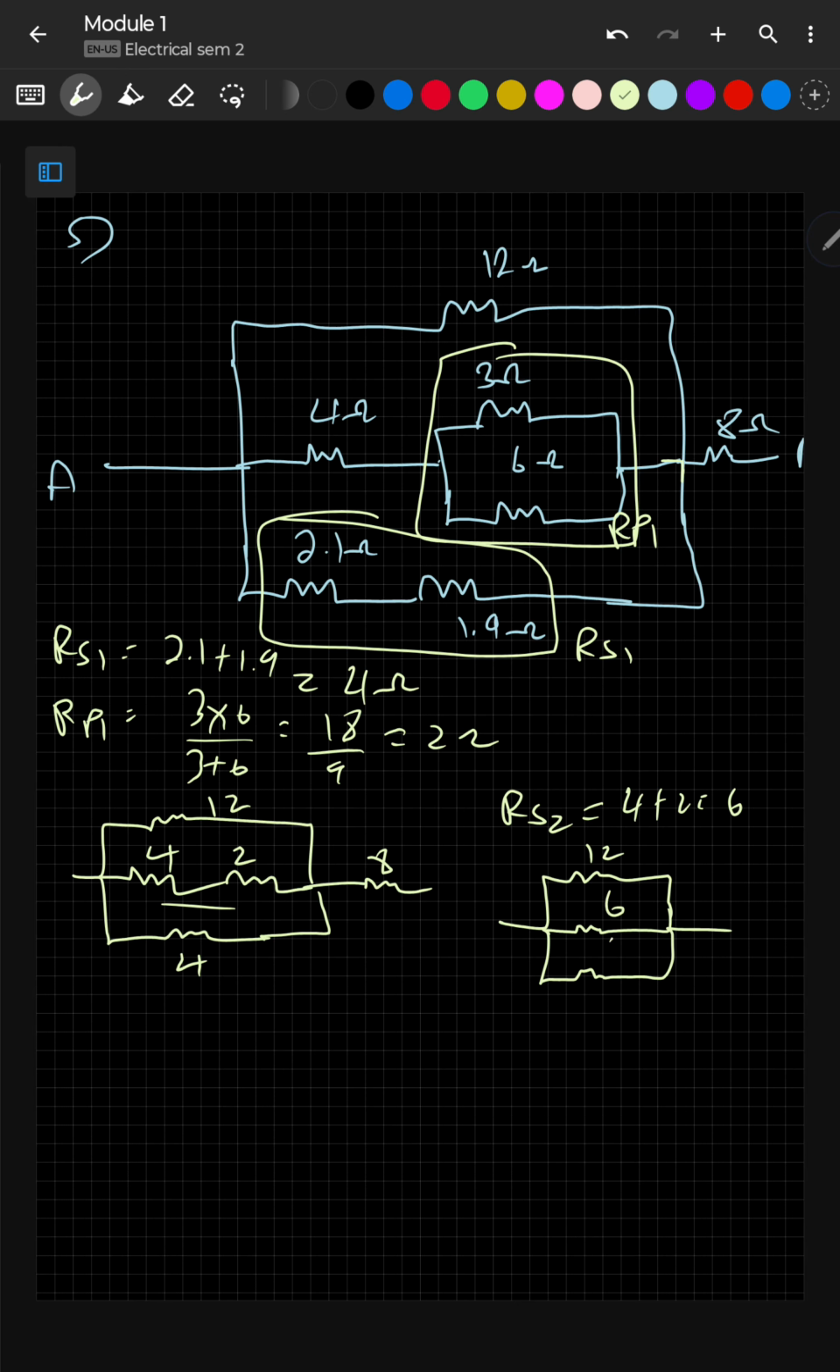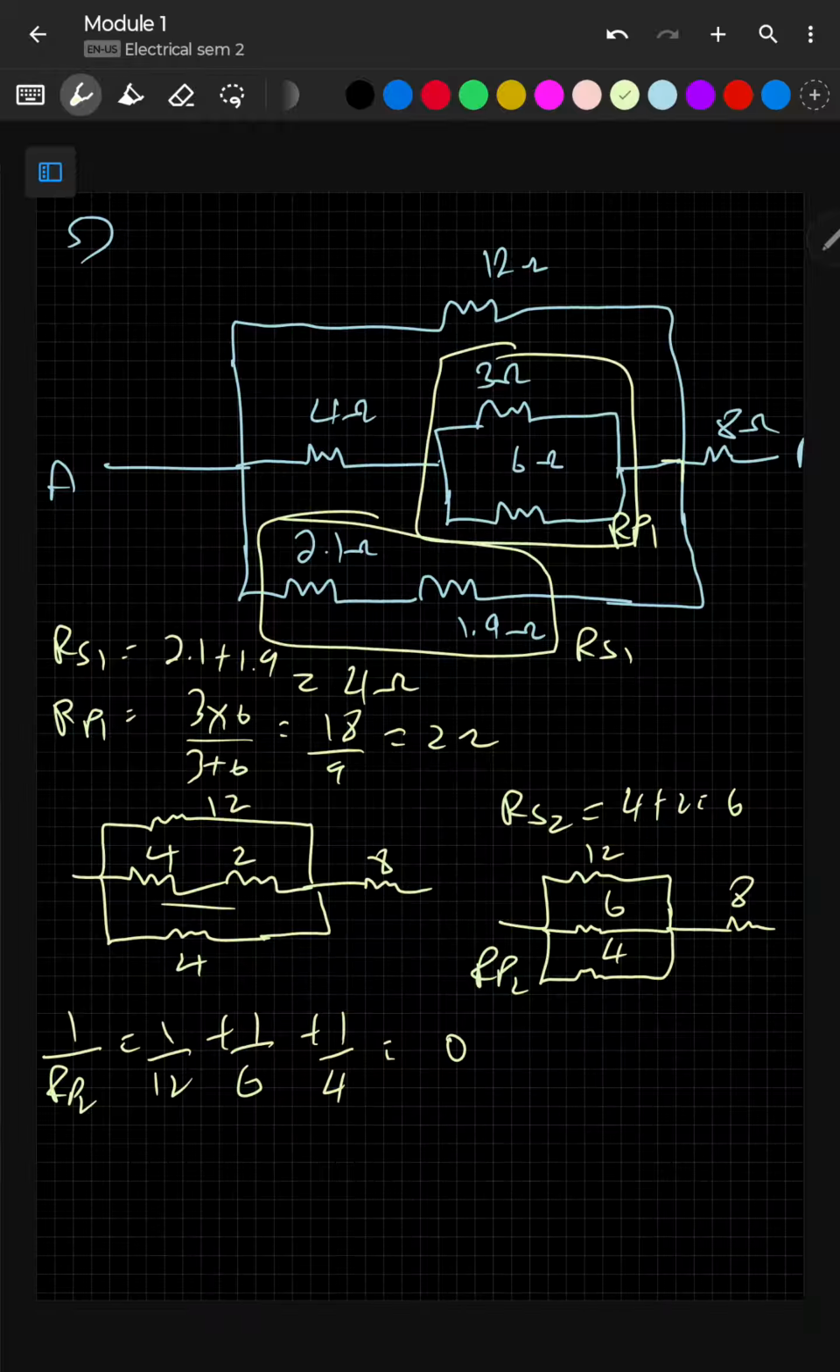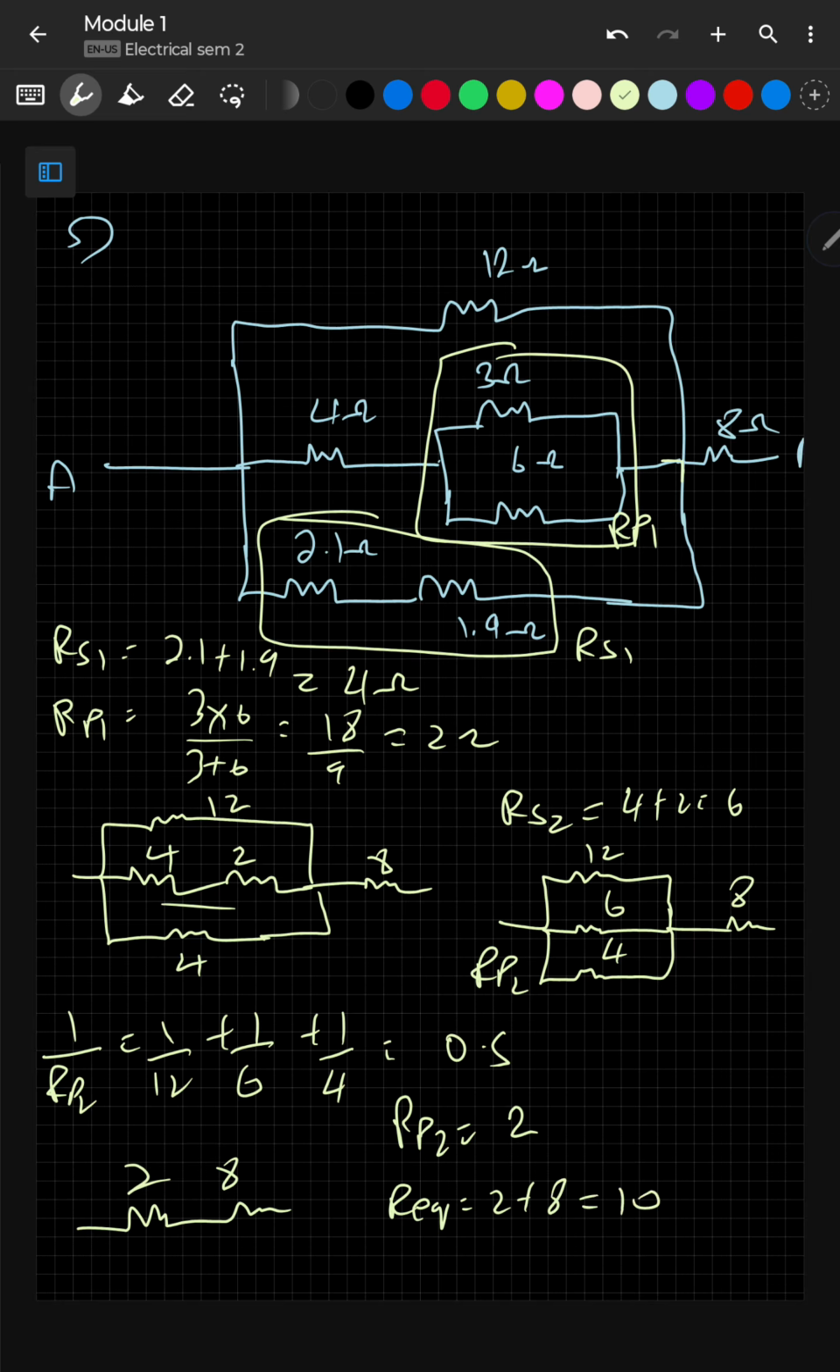12, 6, 4, 8. Now all of these are in parallel, so I take it as RP2. So 1 by RP2 equals 1 by 12 plus 1 by 6 plus 1 by 4. That will be equal to 0.5. But we want RP2, that is equals to 2. So now again if I have to redraw the circuit, 2 and 8 will be there. Now again this R equivalent equals to 2 plus 8, which is equals to 10 ohms.